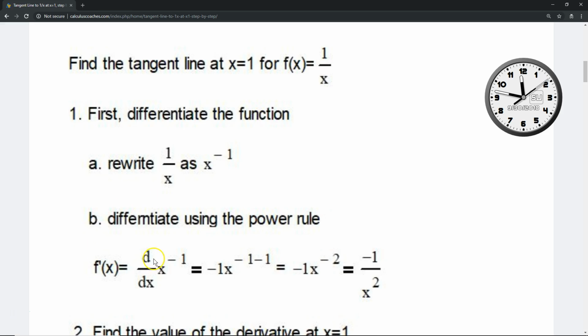So now f prime of x equals d over dx of x to the negative first. Now you apply the power rule. That means you put the negative 1 down in front of x, and you subtract 1 from the exponent. So it gives you this negative 1 times x to the negative 1 minus 1. You simplify in the exponent, it gives negative 1x to the negative second. Then you rewrite that with that negative exponent, so it gives negative 1 over x squared. Once that is in place, that's the derivative.